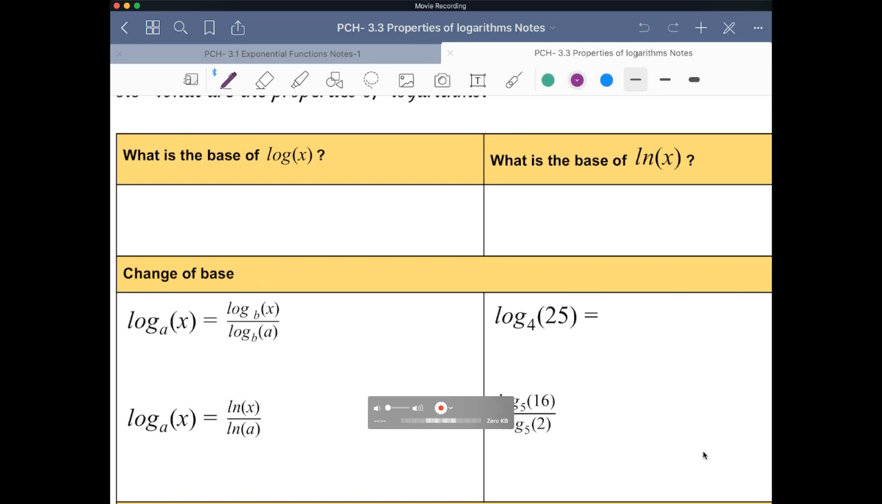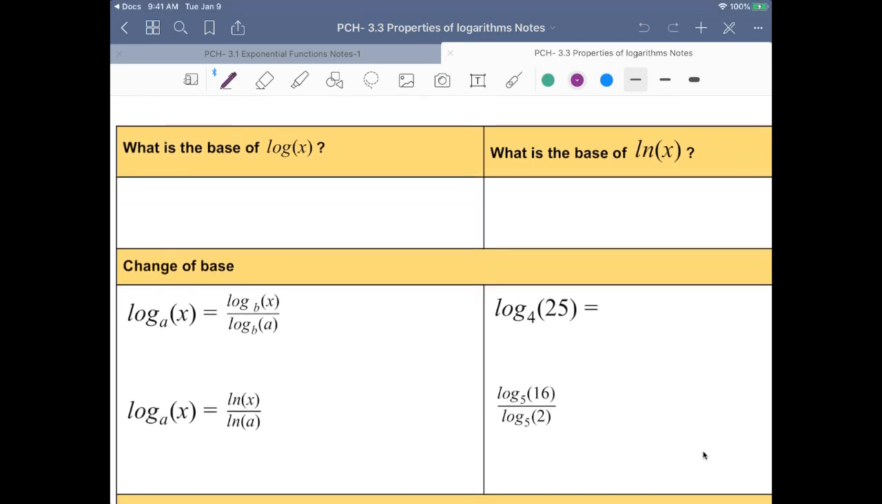Hey, we're looking at properties of logarithms today. So what is the base of log x? We can rewrite this as log base 10 of x, so the base is 10. Ln of x, the base is e. Technically, we can write it as log base e of x, but nobody ever does that. Okay, so e.